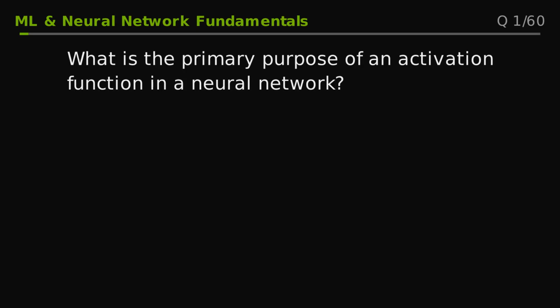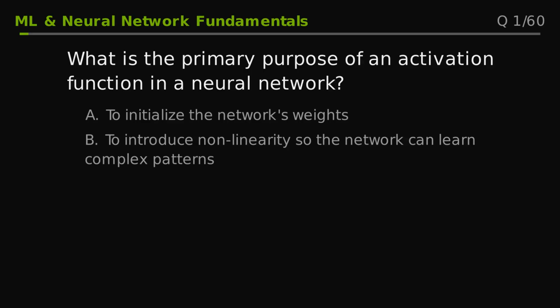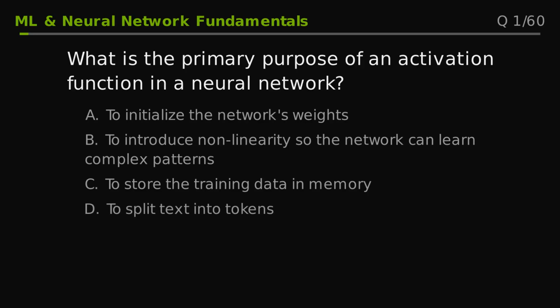Question 1. What is the primary purpose of an activation function in a neural network? Option A. To initialize the network's weights. Option B. To introduce nonlinearity so the network can learn complex patterns. Option C. To store the training data in memory. Option D. To split text into tokens.